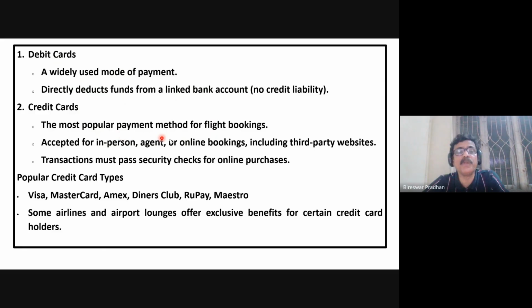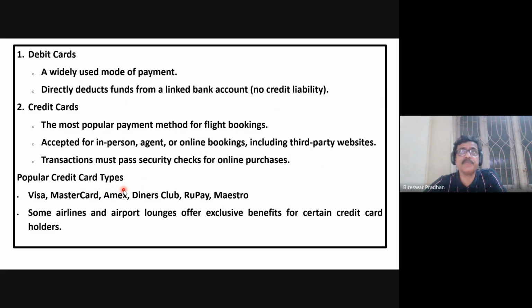The most popular payment method for flight booking accepted for in-person agent and online booking includes third-party websites, and the transaction must pass a security check for online purchases. So they get the security checks for the purchasing.